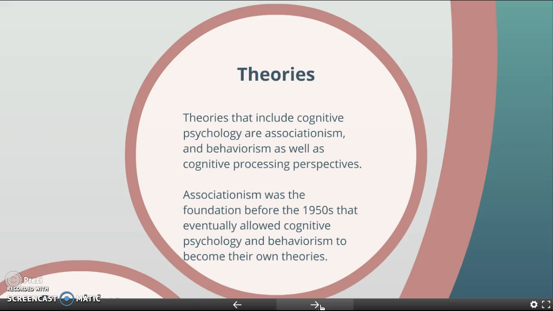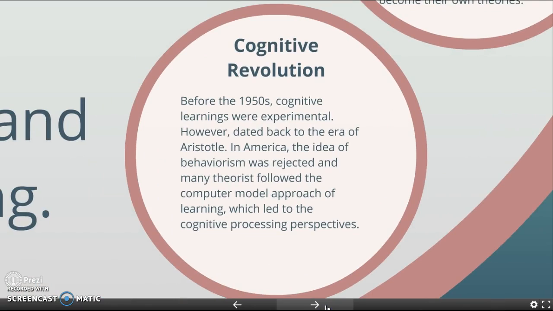Associationism, of course, was the foundation before the 1950s that eventually followed cognitive psychology and behaviorism to become their own theories. So, the cognitive revolution. Before the 1950s, cognitive learnings were experimental, however dated back to the era of Aristotle. In America, the idea of behaviorism was rejected, and many theorists followed the computer model approach of learning, which led eventually to the cognitive processing perspectives.